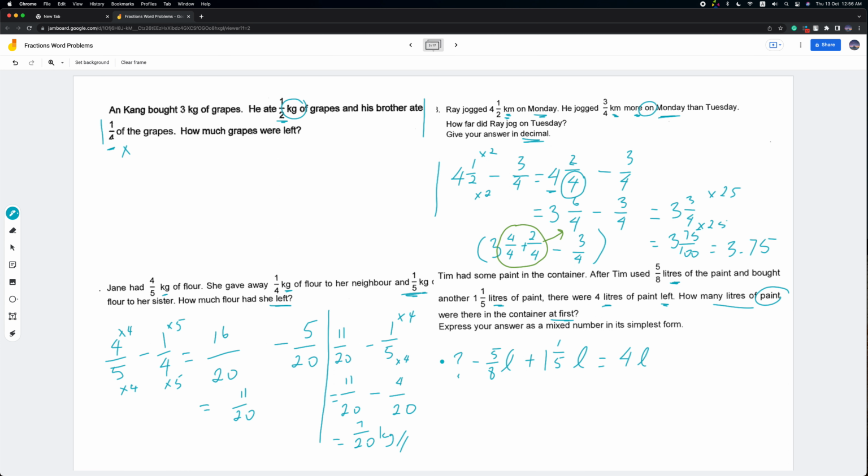So I want at first. At first, I do not have this because I bought it. I have this because I used it from the container. Since I don't have this, my first step will be to take away what I don't have. So it's 4 minus 1/5.